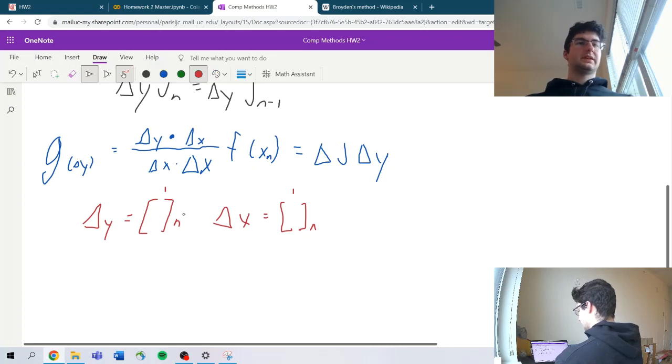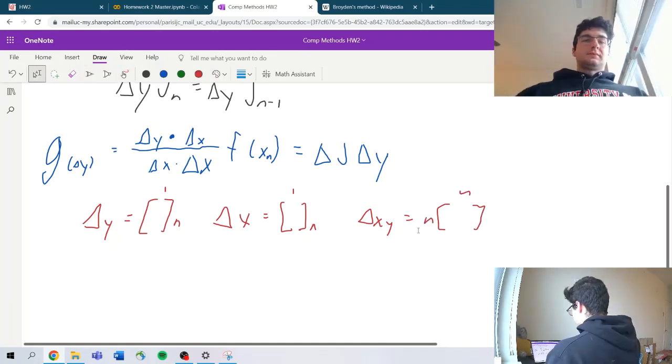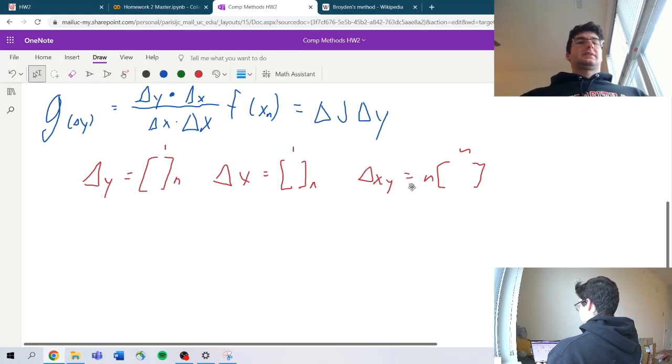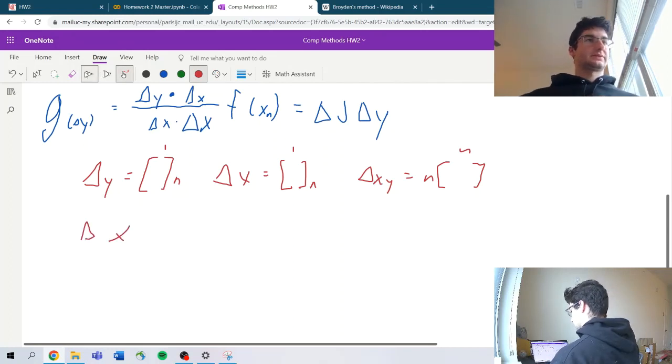Well, what happens when you do any sort of matrix multiplication or dot product is, when you multiply them together, so let's just do delta x y, you're going to get an n by n matrix. And those are big and unwieldy when you're doing calculations. So Broyden had the idea of, what if we transpose this x?